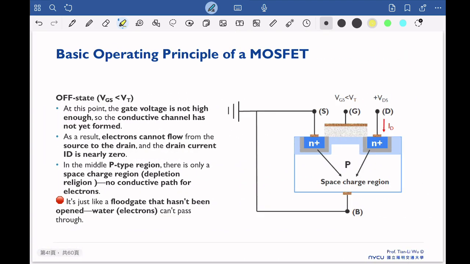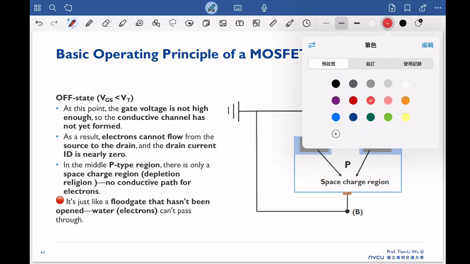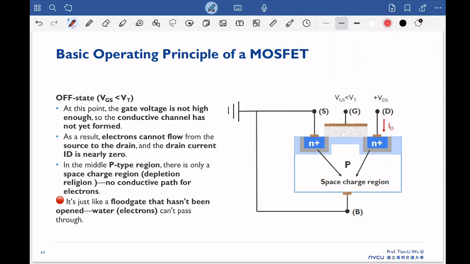Regarding the basic operation of the MOSFET, I think I have already mentioned it previously, but there is a lot of text here, so I won't go into detail. I'll just quickly explain once. If you are interested, you can find more materials afterwards, or you can check with me.